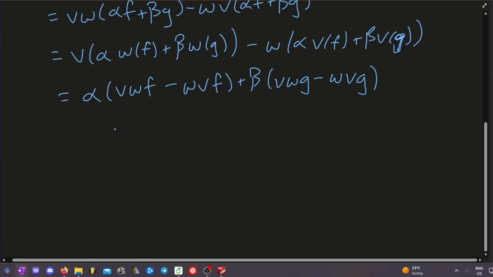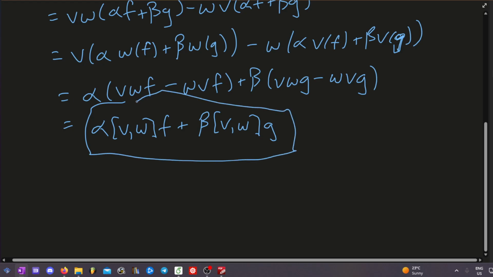So with this, it's pretty straightforward. We can rewrite this as alpha times the commutator of v w acting on f plus beta times the commutator of v w acting on g. And this is the linearity condition, so we've shown it.